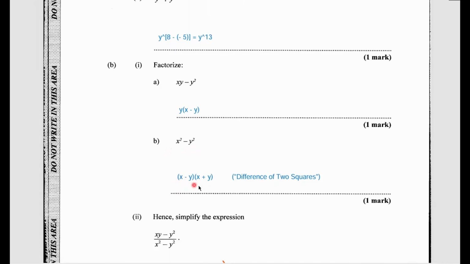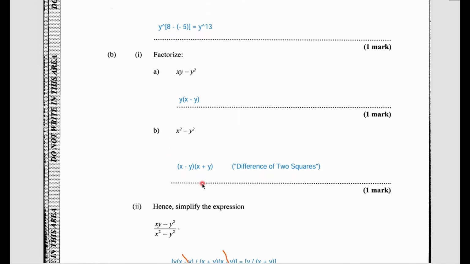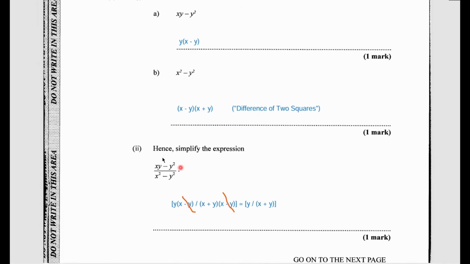In one case, you put minus, and the other, you put plus. If you have put the plus first and then the minus after, it really doesn't matter. This is the answer for this. They say hence simplify this expression. Now, when you say hence again, it means that you're using from before.